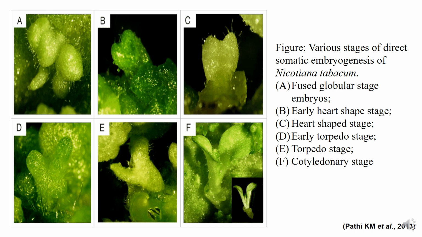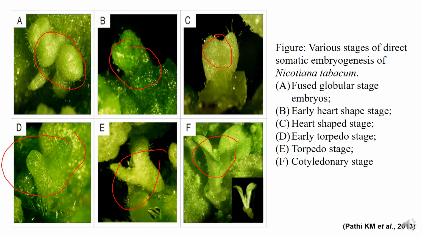Here we can see the different stages of somatic embryo formation. In picture A, we can see the fused globular stage of the embryos. B is the early heart shape, and C is the heart shape, where we can see the formation of two cotyledons. D is the early torpedo stage, and E is the torpedo stage, where a clear-cut difference can be observed. F is the cotyledonary stage, where the formation of two cotyledons has started. These are the various stages we can observe in direct somatic embryogenesis.